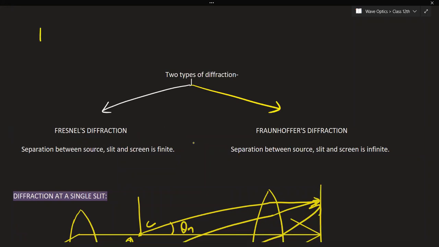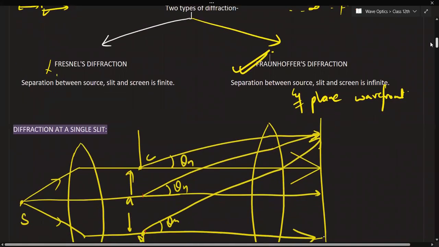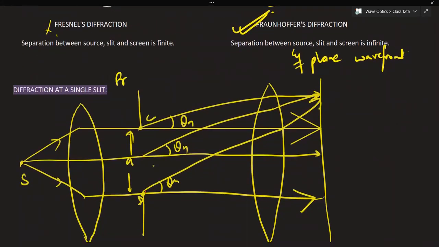In Fresnel diffraction, this is the slit, this is the screen, this is the source. All these distances are finite. You can easily count them. In Fraunhofer's diffraction, all these separations are infinite. For example, did we not study the plane wave front like that only? So in your syllabus, you have to pay attention to Fraunhofer's diffraction, that is diffraction at a single slit. For diffraction to occur, this is the Fraunhofer's diffraction only.